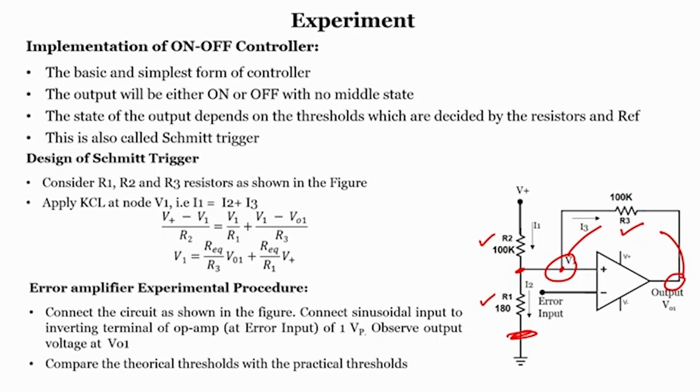So, how do we perform this particular experiment, or what is the experimental procedure for implementing the error amplifier? The first thing is you have to connect the circuit as shown in the figure, and then connect a sinusoidal input to the inverting terminal of the operational amplifier, which is your error input, let us say 1 volt peak to peak, and we can observe the output voltage VO1 at the output of the amplifier. In the same way, we can compare the theoretical thresholds with the practical thresholds.